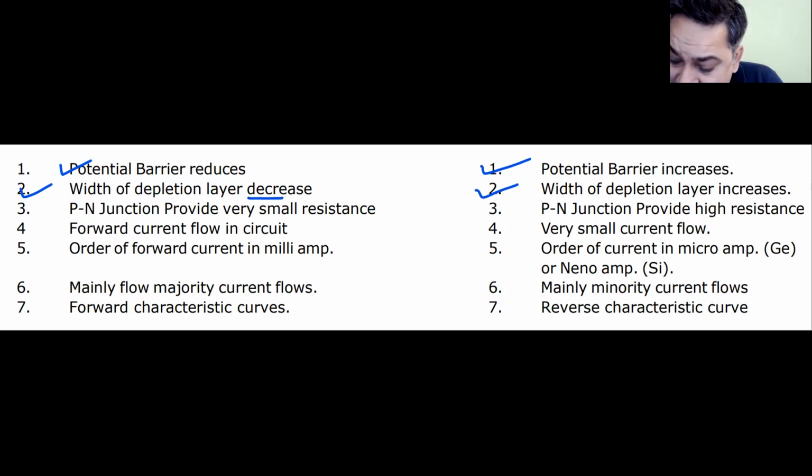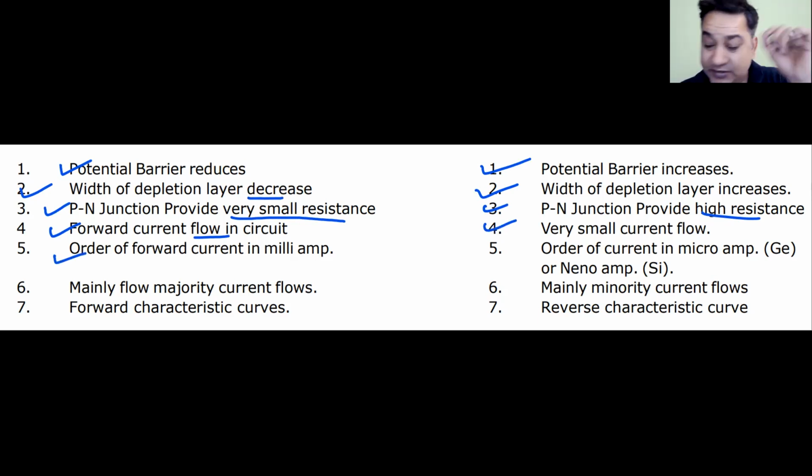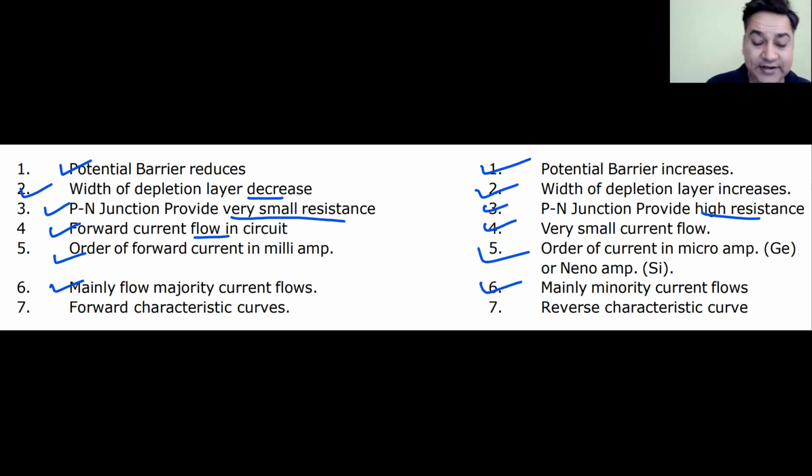We all understand this. In forward bias, the PN junction gives very small resistance because very large current flows. In reverse bias, the PN junction gives high resistance. Forward current will flow. Here, very small current will flow. Order of current is milliampere. It is very high. Here, order of the current is nanoampere. Mainly majority current will flow here. Here, minority current will flow. Do we understand this? Yes, sir. Please note them down, sir, so that I can move on to the characteristic curve, which is a very important aspect of this chapter.